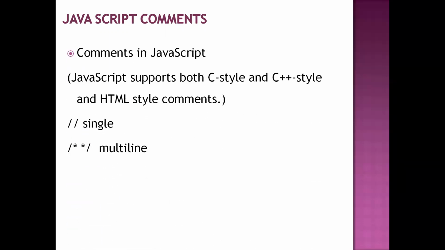Now see the programming concepts of JavaScript. First of all, in any programming language, if you want to give some description about your program, then definitely we need to make use of comment lines. Just like C-based programming languages like C, C++, and Java, your JavaScript language also uses the same comment symbols. For commenting a single line, we use two forward slashes. And if you want to comment multiple lines, we use slash star and star slash symbols.